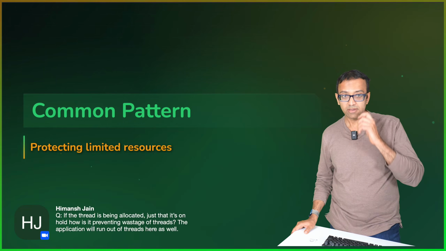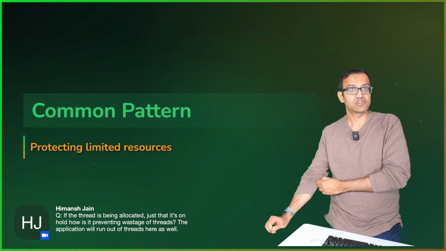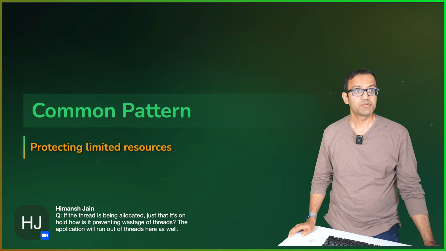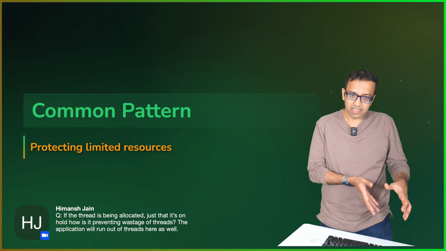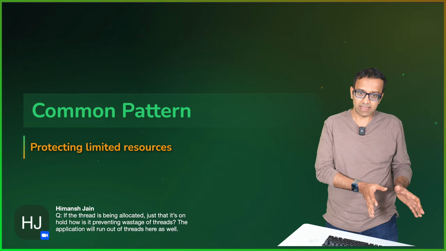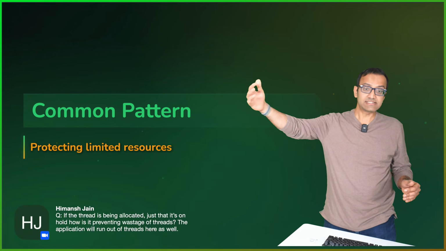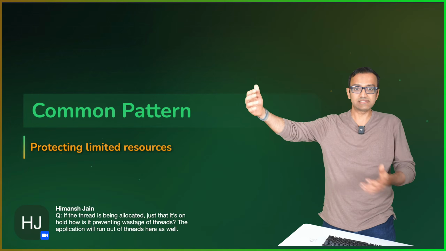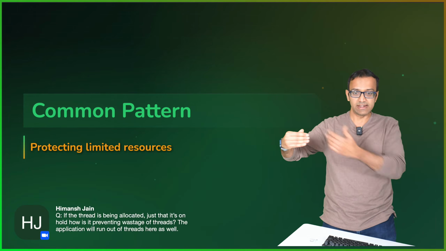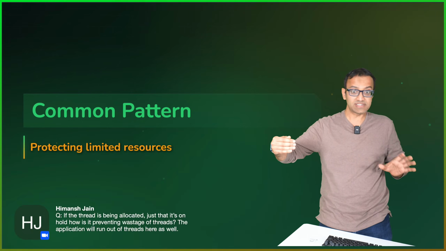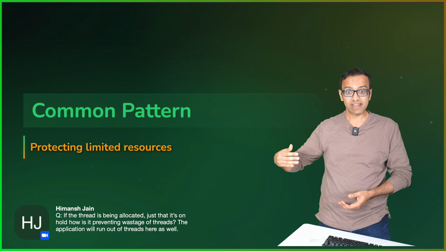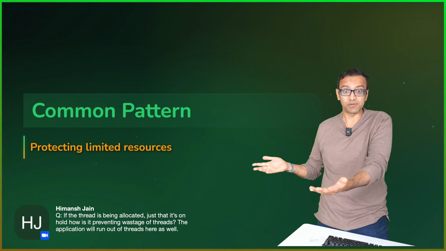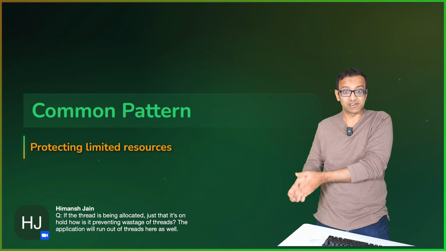While the thread is being allocated and it's on hold, how is it preventing wastage of threads? The application will run out of threads here as well. That's a great question. So the obvious problem is, okay, you've protected the resource and you're saying, I don't want more than 5 at a time here. But then the caller, let's say it's getting requests from the user, let's say it's a controller, is getting the request and delegating to this. Now this one is saying 5 at a time, please. What is the caller to do? The requests are coming in all the time, and now this microservice's thread pool is going to get exhausted, right?